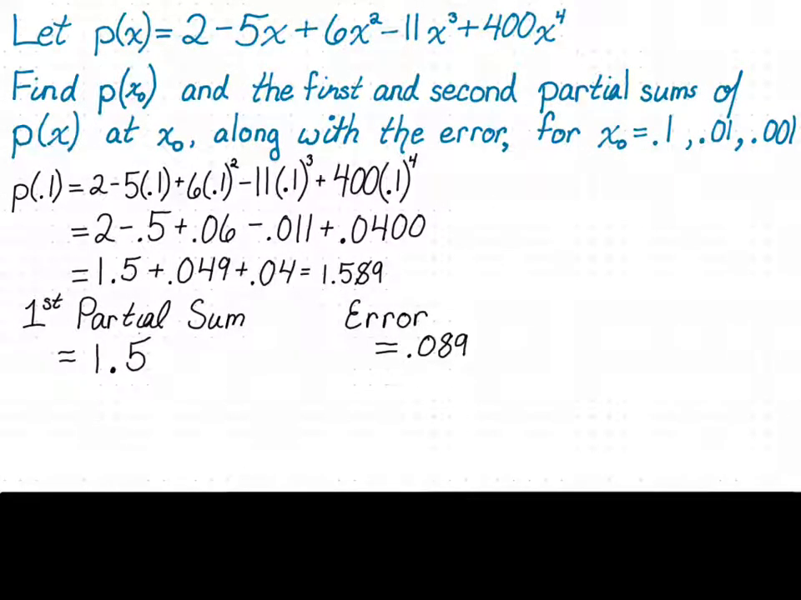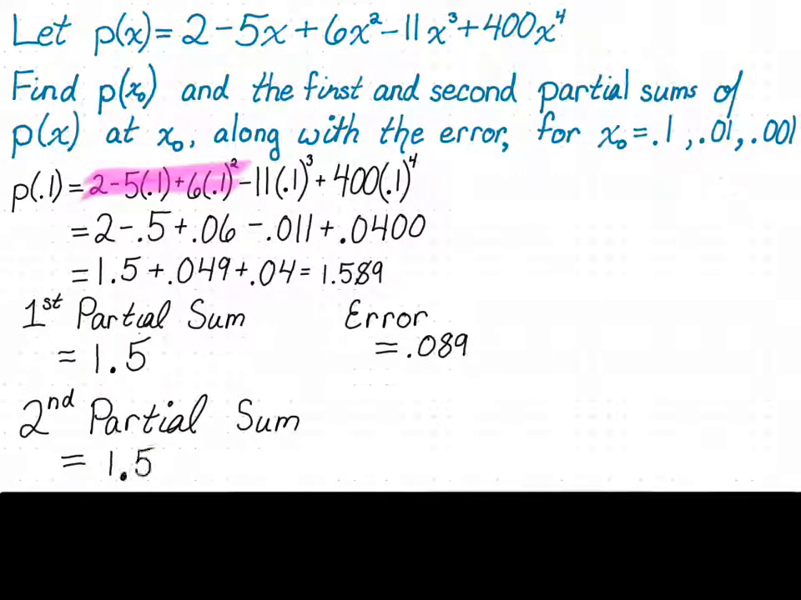For the second partial sum, we'll do the same thing. But now we're looking at the first 3 terms. So our second partial sum comes to 1.56. And then the error is just the 2 remaining terms. So in this case, that's 0.029.